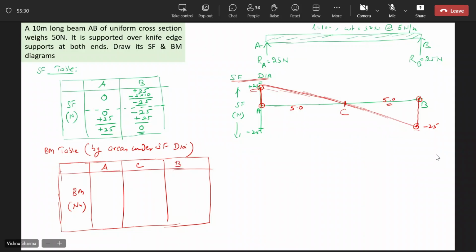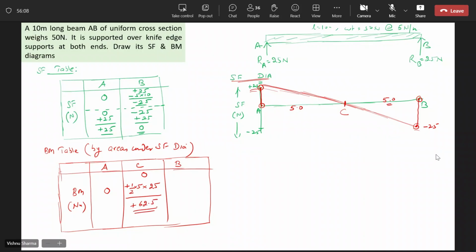Now we do the same thing. I ask myself this question: what is the area under the SF diagram to the left of A? Answer is 0. I carry forward this 0 and then I ask myself, what is the change in area from A to C? It is the plus triangle. So it is plus area of a triangle, which is half, whose base in the diagram is 5, height is 25. So this is the area of the triangle, guys. And this becomes plus 62.5. Am I right, guys?